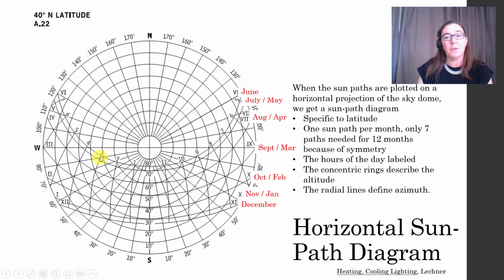But what about the azimuth, or the horizontal angle? Turns out you can read that straight on these radial lines. And so we can see that our point here is just about at this 80 degrees section.